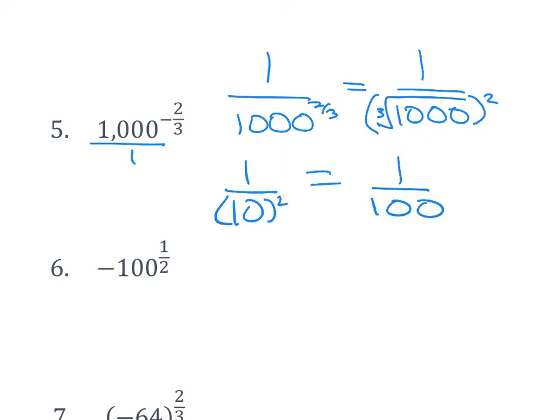The next one, again, be careful with your negative bases. This 100 is the only thing that's being raised to the 1/2 power. So when I go to do this, the negative sign is going to be outside of the square root. And then I would simplify this. So the 2 would go here, and then I could put the 1 there, but I don't need it. So then this just becomes the negative sign is there, and then the square root of 100 is 10.